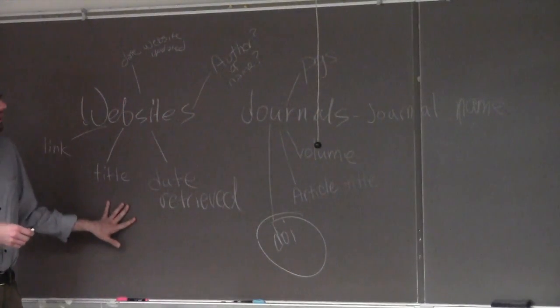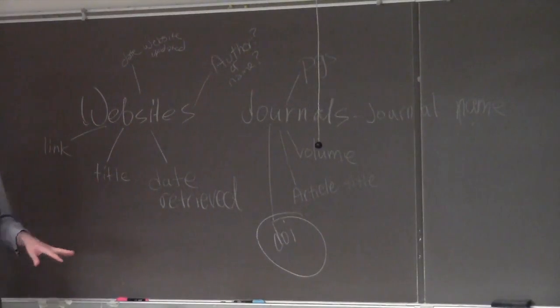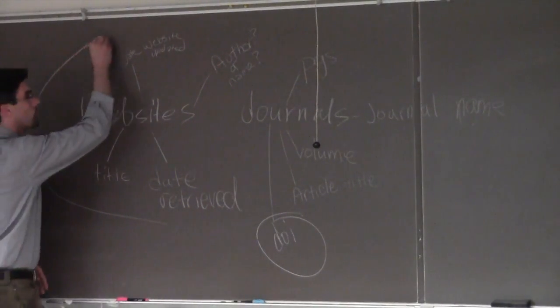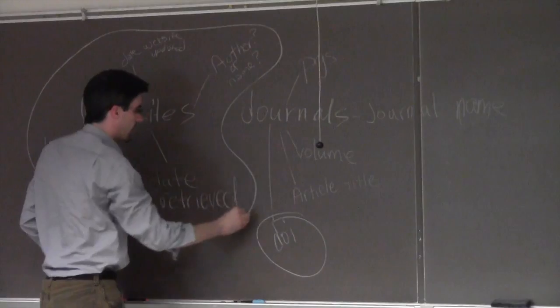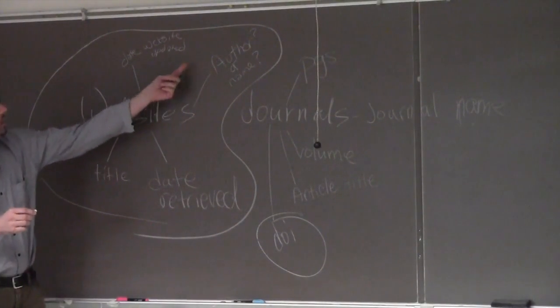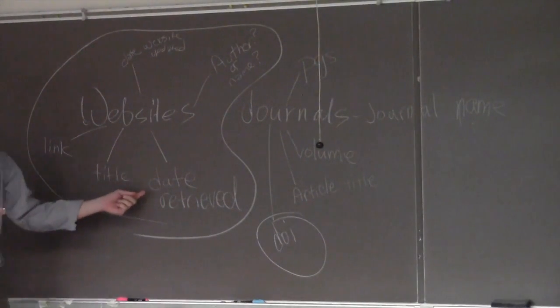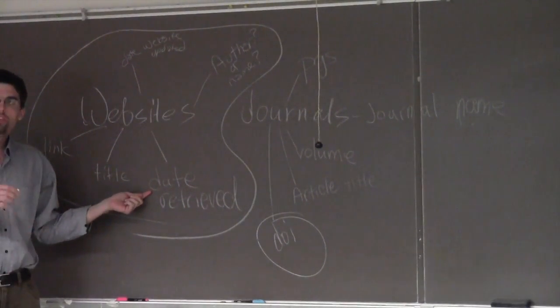So today, I'm going to give you a few hands-on examples of how to cite websites. These are the items we need: the author, the date, the link, of course, the title, and the date of retrieval.